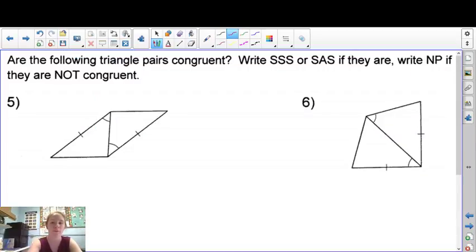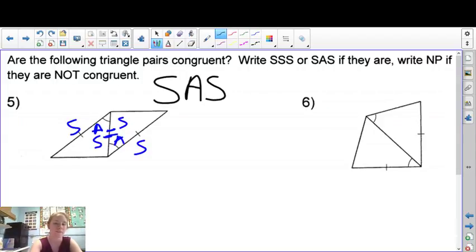Number 5, ooh, this one looks tricky. Okay, first I have a side. Oops, wait, back up. I got a freebie to mark. I can't use one because one's already used. So I have a side, then an angle, and then I have a side. And then I have a side, then an angle, and then a side. Oh, hey, guess what? It's side, angle, side.